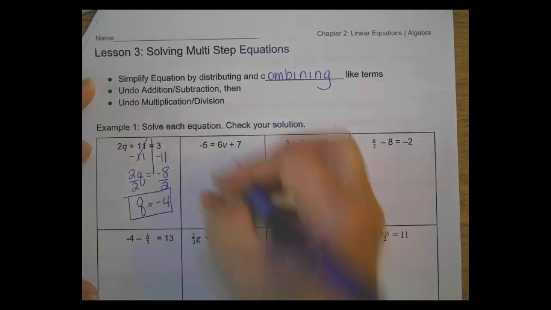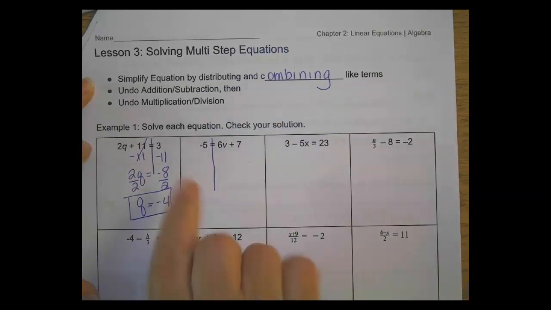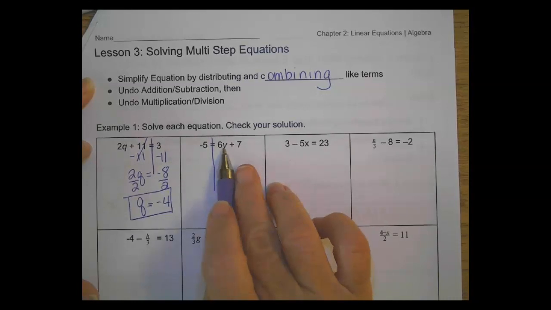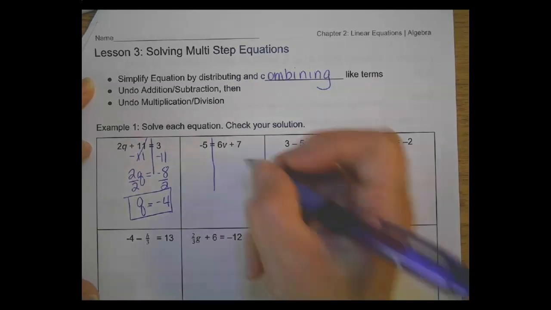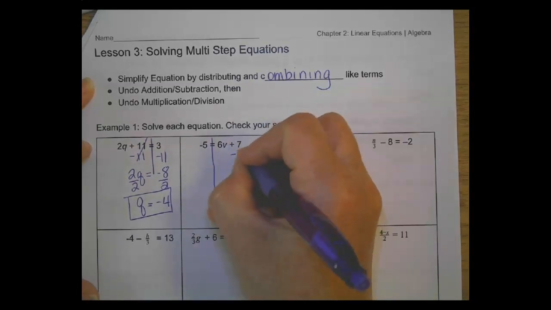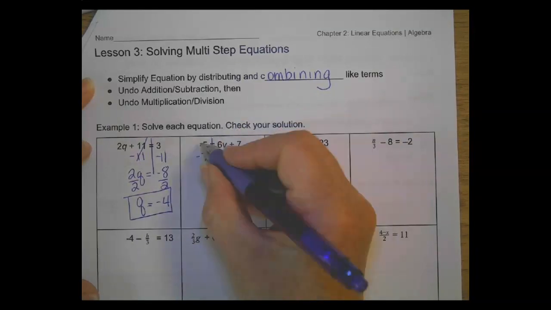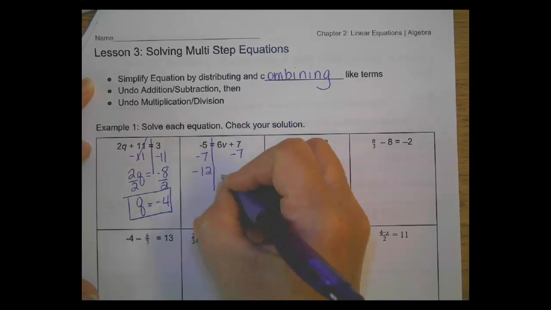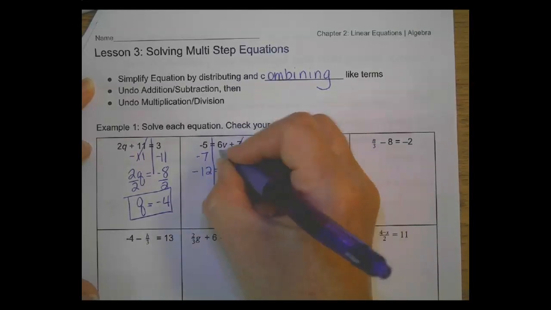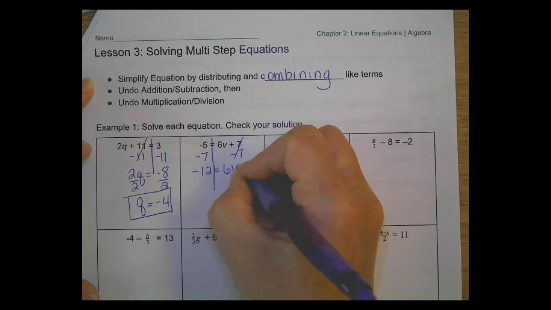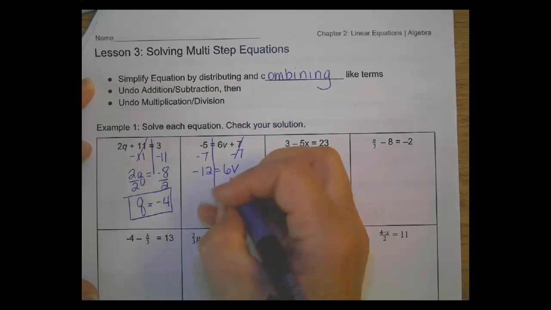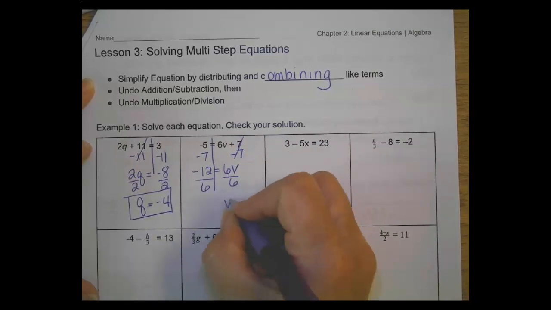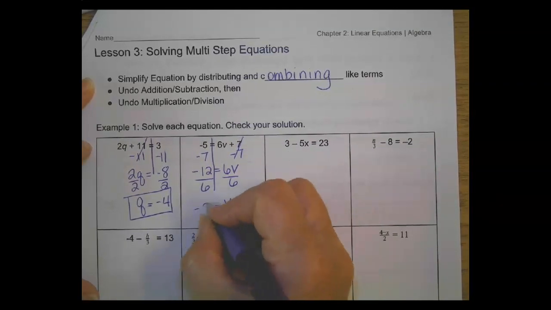This next one, I am only looking at the side with the variable. So undo addition or subtraction first. I'm going to undo that plus 7. The inverse is minus 7. Negative 5 take away 7 is negative 12, is equal to, that cancels out, I'm going to bring my 6v down. This is multiplication, so to undo it, I'm going to divide both sides by 6. So v equals negative 2.